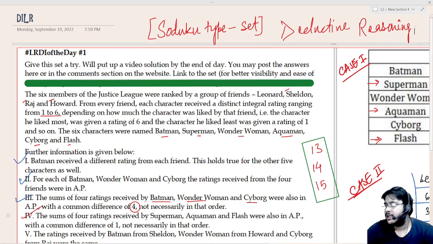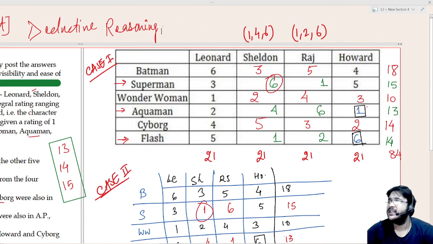Okay, the kind of a set which is definitely moderate plus.